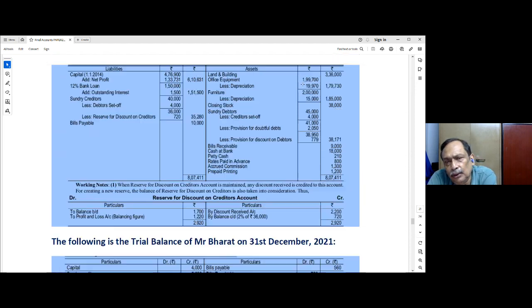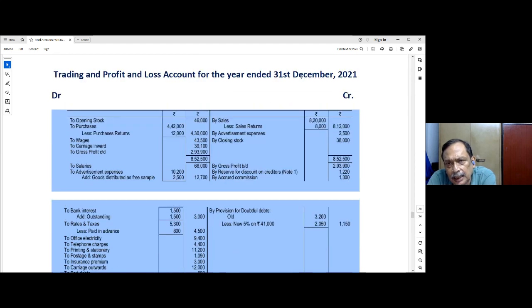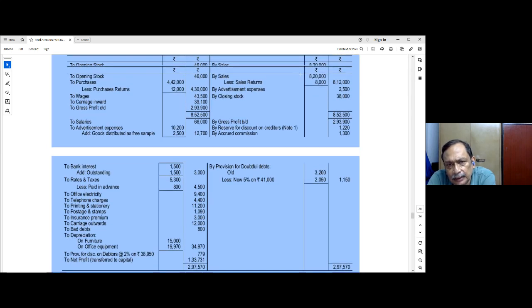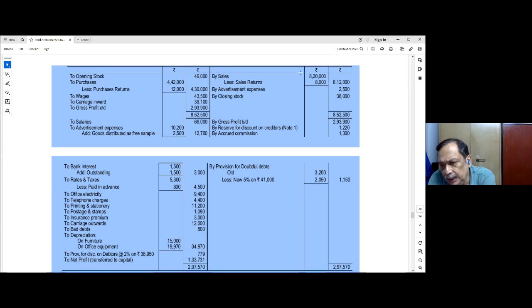Okay. So try to understand how the trading and profit and loss account is prepared. I have already discussed in detail that in trading account, what are the items that will appear and the form of debit and credit.